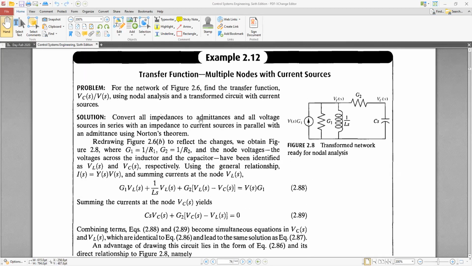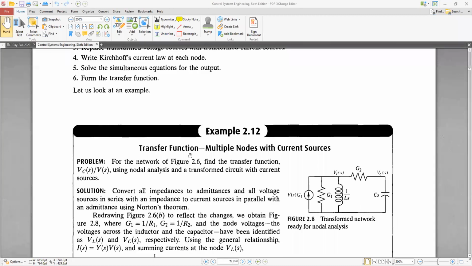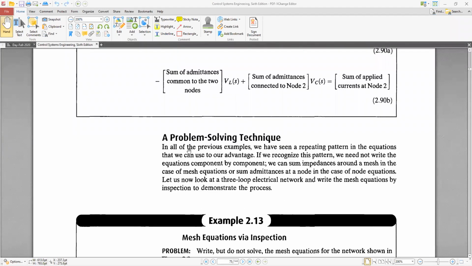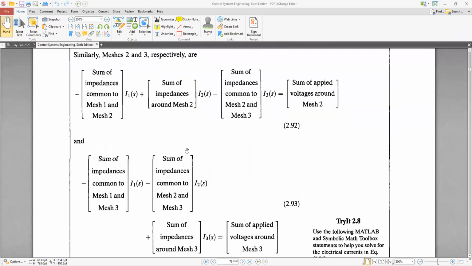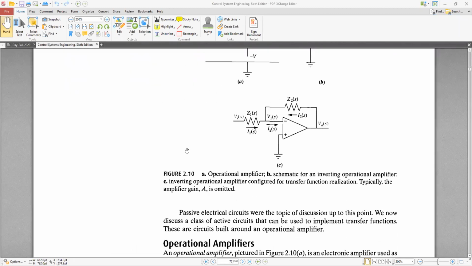For the network of figure 2.6, find the transfer function VC by VS using a transformed circuit. Okay, let's skip this one to 2.12. We have seen this one yesterday. Okay, let me show you another thing.